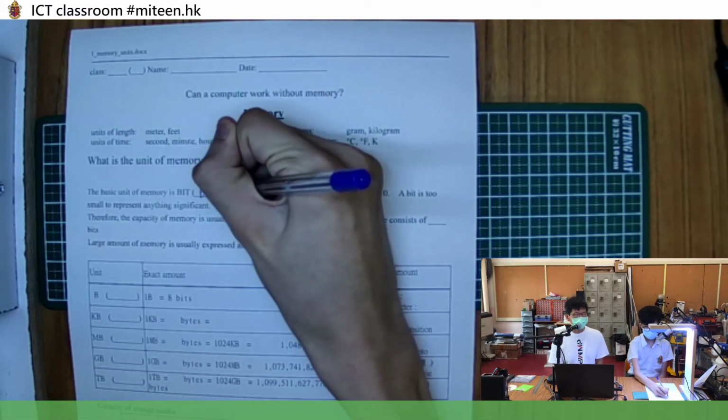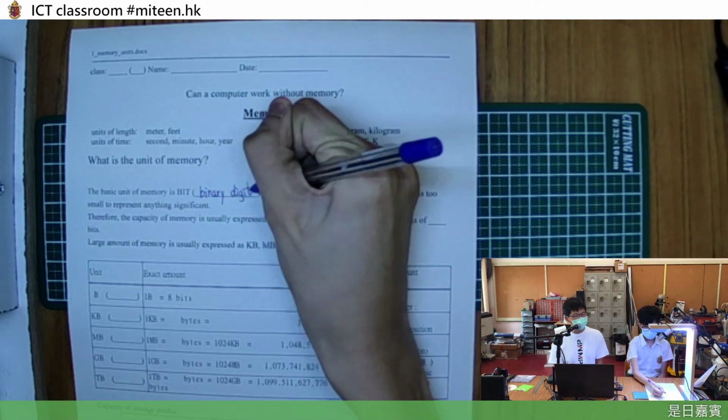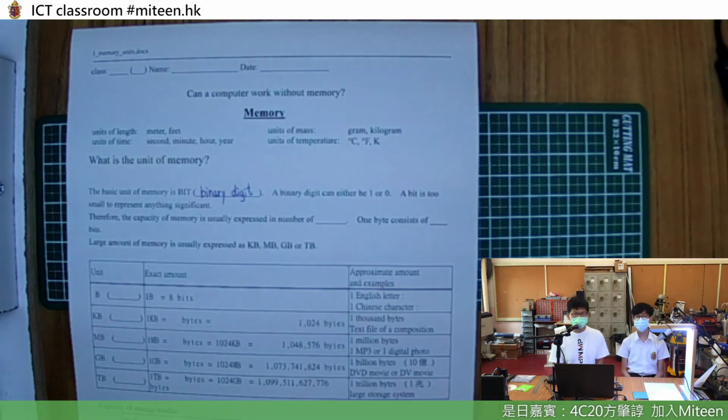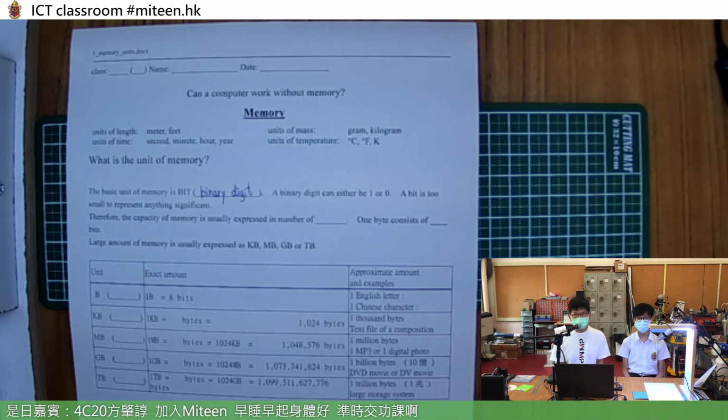The basic unit of memory is called a bit. Phillips, can you write down the name of bit? Bit stands for binary digit. BIT means binary digit. A binary digit can either be 1 or 0. A bit is too small to represent anything significant. A bit can be used to represent either yes or no, true or false, 1 or 0.